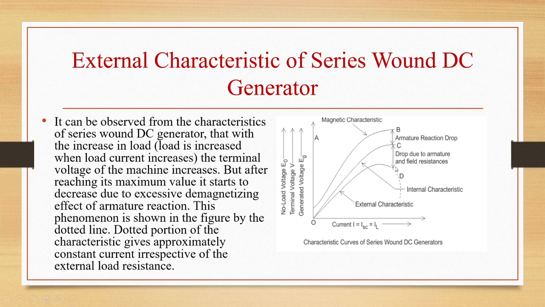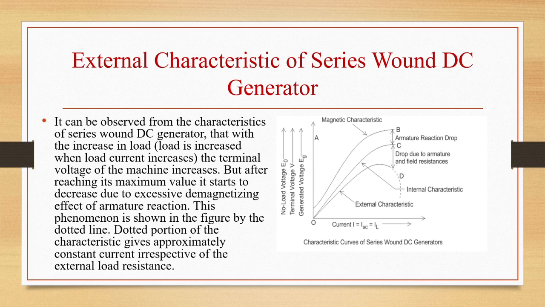So after reaching a point D, instead of increasing, it is getting decreased. This phenomenon is shown in the figure with the help of a dotted line. The dotted portion of the characteristics will give approximately constant current irrespective of the external load resistance. As in the case of the shunt generator also we have seen, after reaching a certain point the curve is getting reversed. The same thing is happening here also.